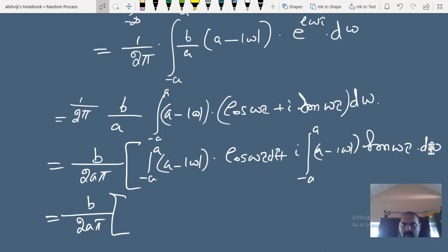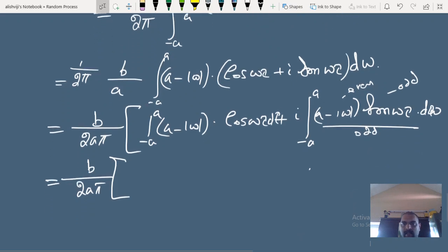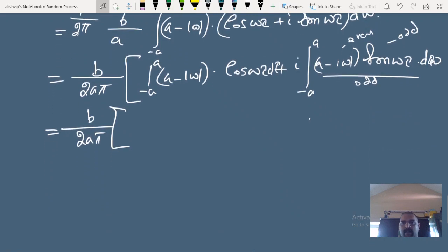And this function a minus mod omega is an even function of omega, and also note that sine omega tau is, sorry, sine omega tau is an odd function of omega, and this is an even function of omega. So the product is an odd function. Since we are integrating from minus a to a, if we integrate an odd function from minus a to a, its integral is equal to 0.